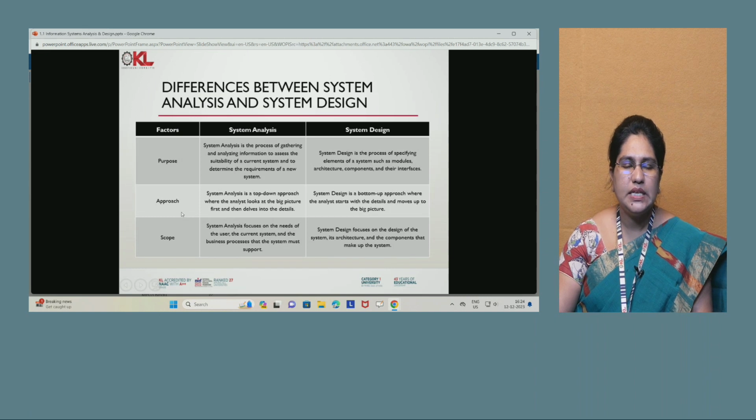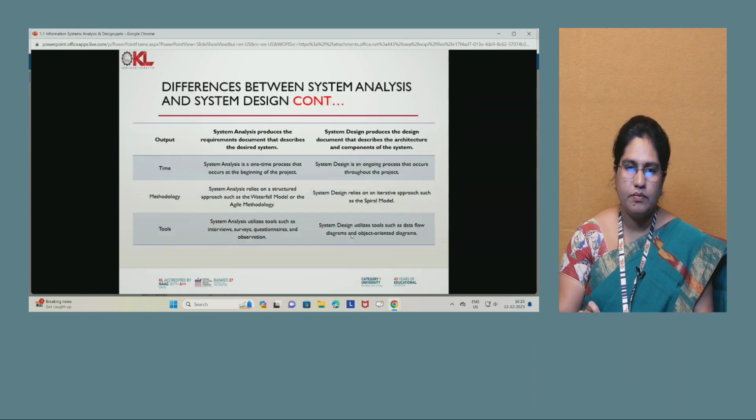What are the approaches it is following, ma'am? It is following the top down approach and the bottom up approach. And what is the scope? It is going to focus on the needs of the user, and in the system design, it is going to concentrate on the design of the system.